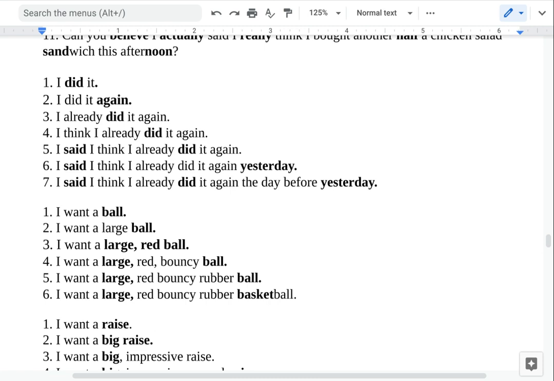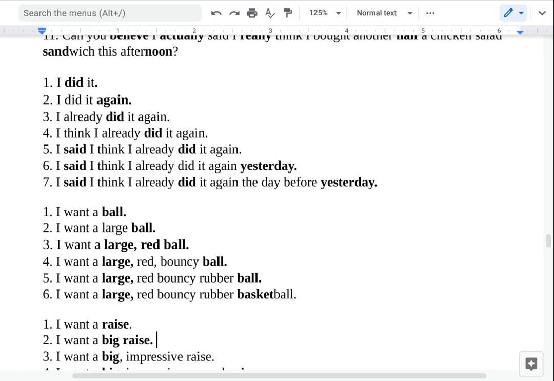1. I want a ball. 2. I want a large ball. 3. I want a large red ball. 4. I want a large red bouncy ball. 5. I want a large red bouncy rubber ball. 6. I want a large red bouncy rubber basketball.